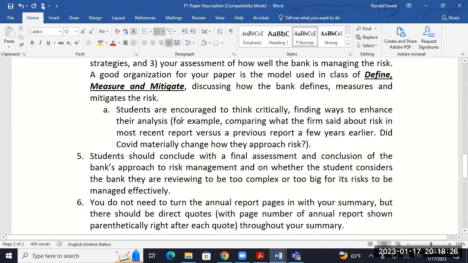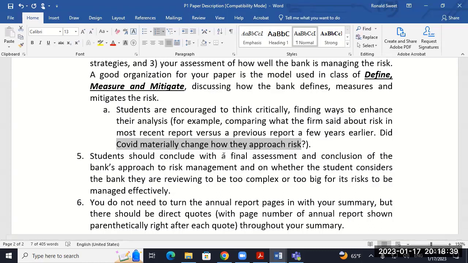Think critically. Maybe compare a couple of years. Did COVID come up? You might search on the word COVID. Is that still affecting banks? It didn't affect banks as much as obviously airlines, but it probably had some impact on them. It'd be nice to see 2022 because interest rates rose pretty sharply. That's a pretty big event for banks.